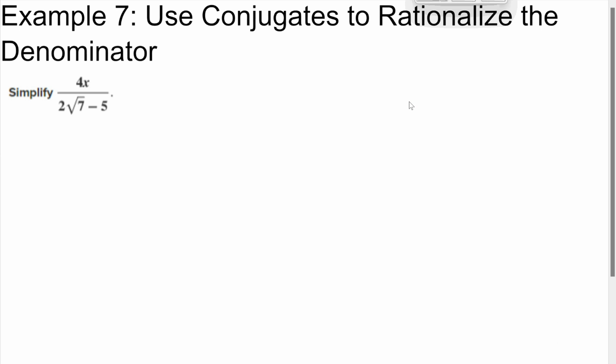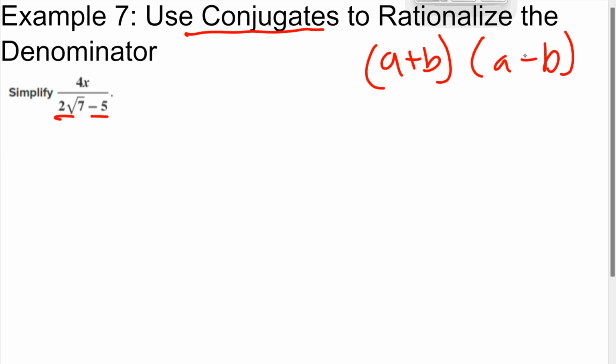Okay, example 7, we want to use conjugates to rationalize denominators. So notice that this example is different from the last one, and this one has two terms in the denominator. Whenever it has two terms in the denominator, we're going to multiply by conjugates, right? A plus B, the conjugate would be A minus B.